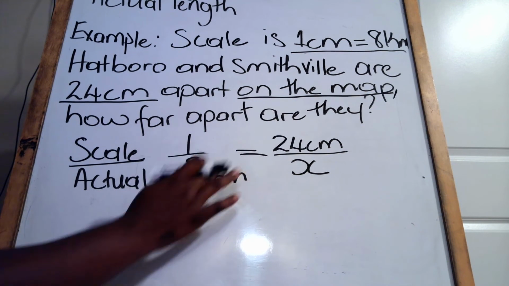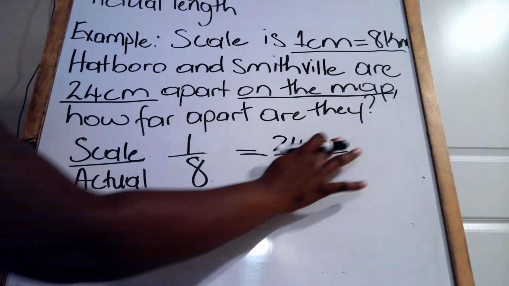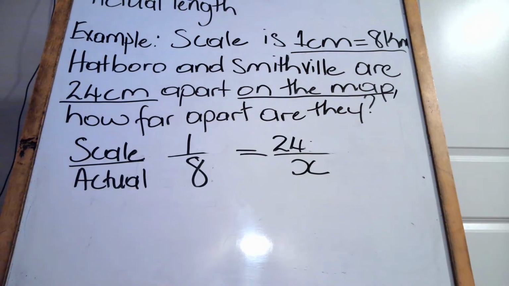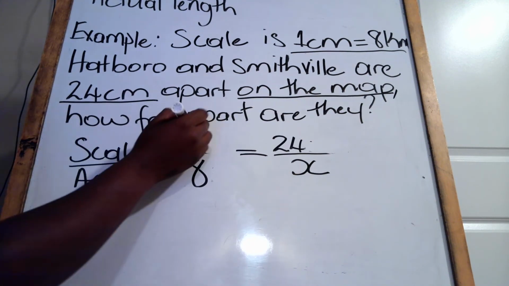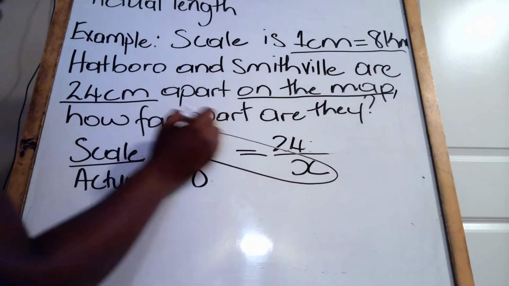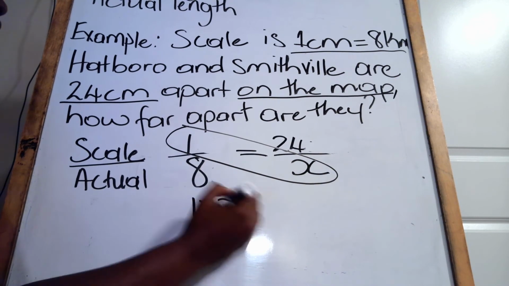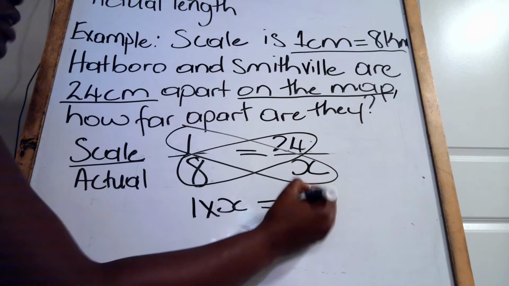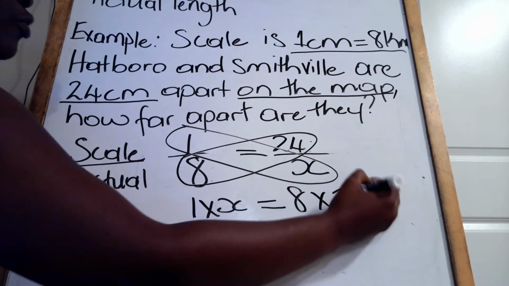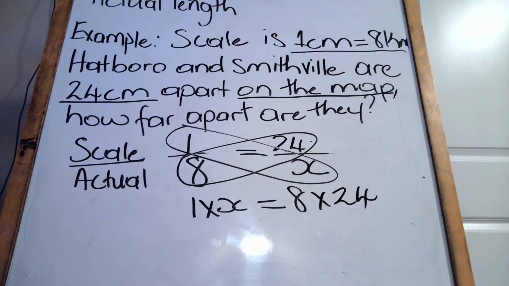I want to erase these so you can better see what happens. So remember, once we set it as a proportion, all we need now is to cross multiply. So we're going to cross multiply. 1 times x is equal to 8 times 24. Alright?